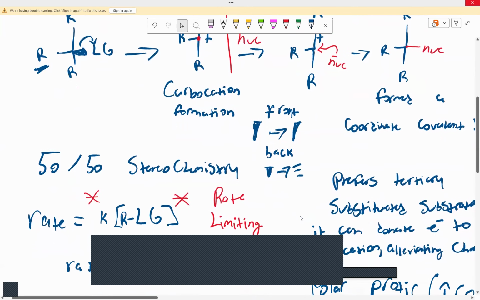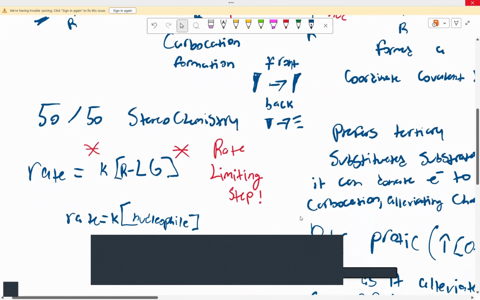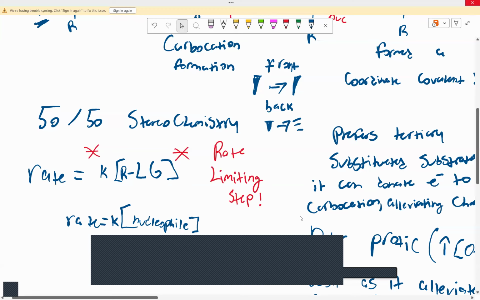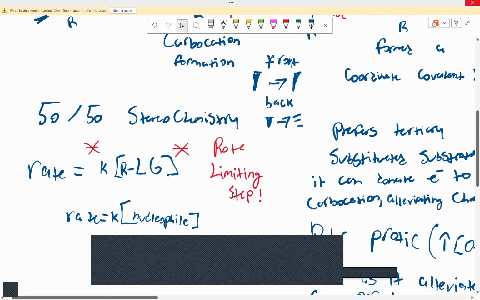Also another thing to keep in mind, because it is this two-step reaction, right, then that means that there's two rates that you have to keep in mind. But when you're considering rate laws, only the rate limiting step or the slow step is what is important. And typically the rate limiting step is when you are forming something that is more unfavorable.